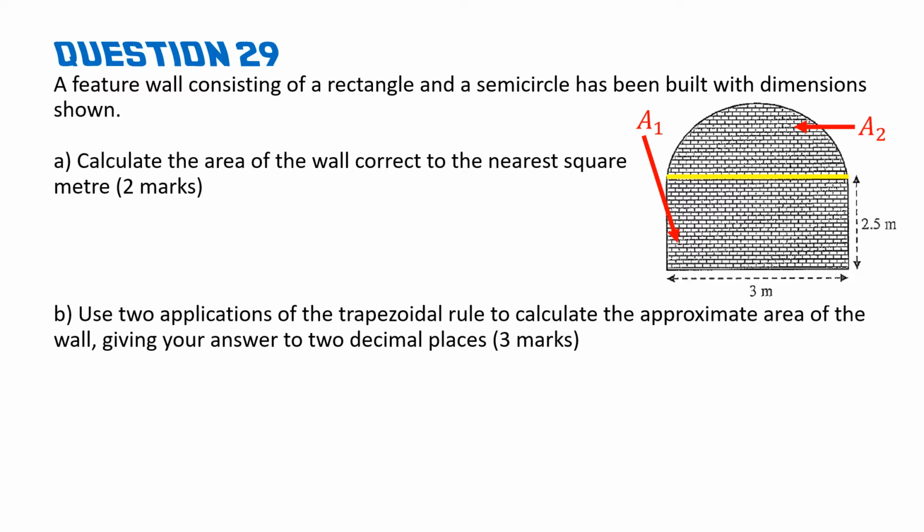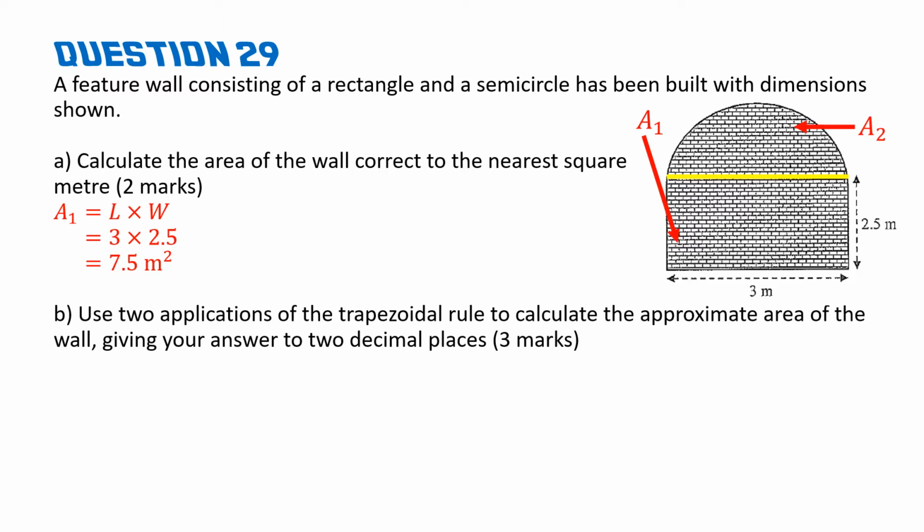So let's look at the area of a rectangle. Well, hopefully we remember that that's just length times width. Our measurements are given to us, 3 metres and 2.5 metres. We just want to multiply those two together to get an area of 7.5 metres squared.